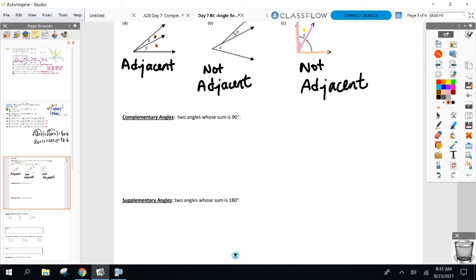It's only two angles that add to 90. Well, Mr. Carlino, what if there's three angles that add to 90? You know what we call three angles that add to 90? Three angles that add to 90. Okay, complementary is specifically reserved for two angles.